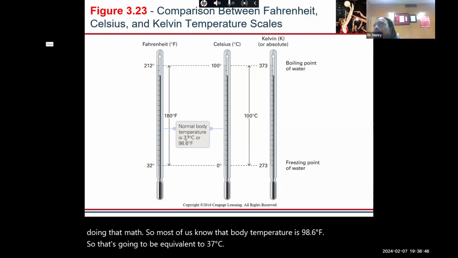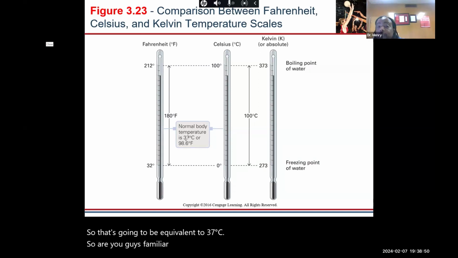So are you guys familiar with Saccharomyces cerevisiae, or yeast? Saccharomyces cerevisiae is brewing yeast. They're used to make beer or make alcohol, wine. Their perfect temperature is 37 degrees Celsius.